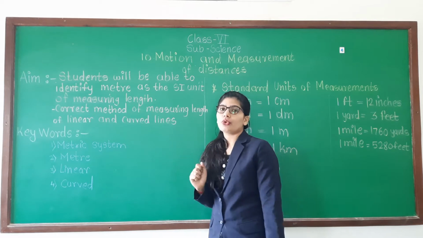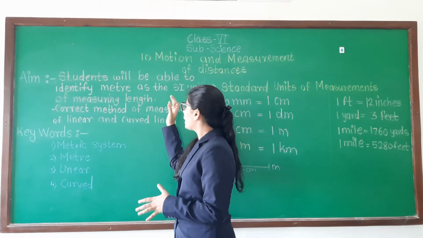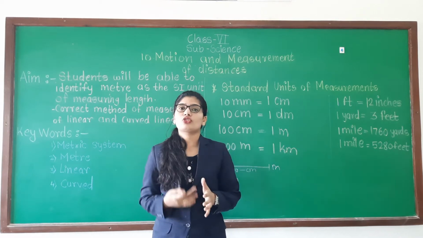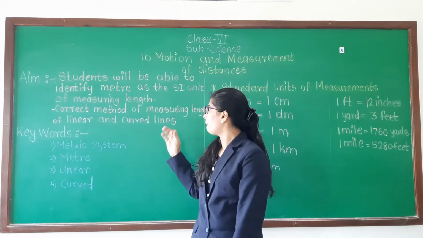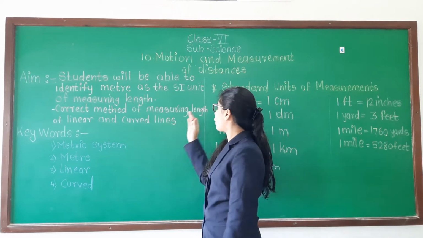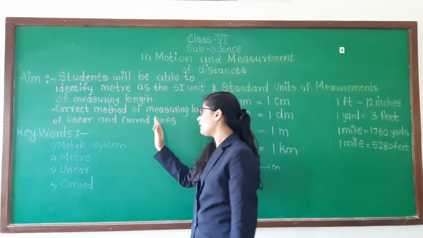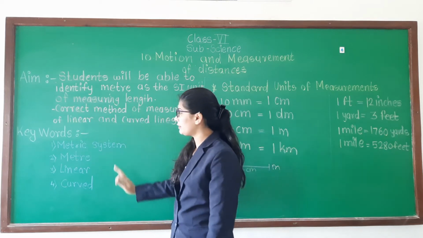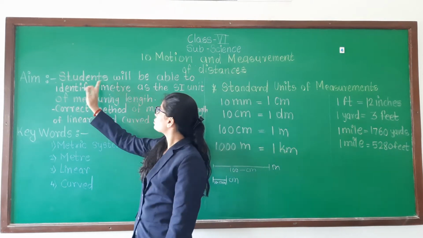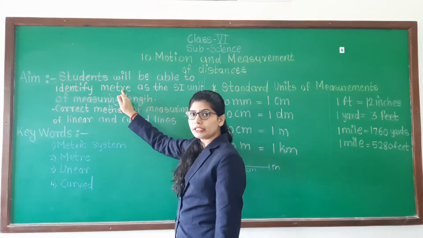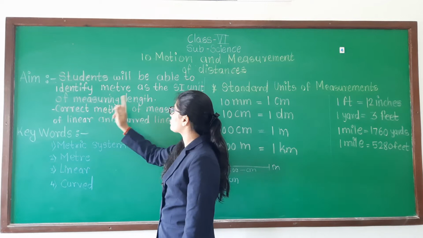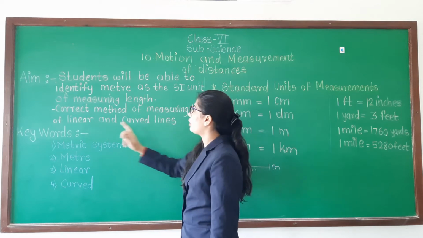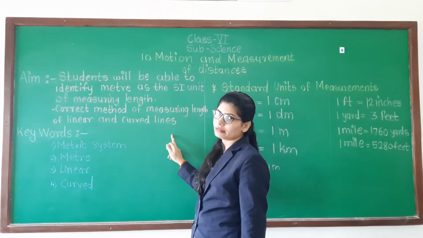Now in this session we are going to learn about the unit of measuring length, in which unit we are actually measuring the length, and the correct methods of measuring the length of linear and curved lines. So write down the aim and the keywords in your notebook. Students will be able to identify meter as the SI unit of measuring length, and the correct method of measuring length of linear and curved lines.